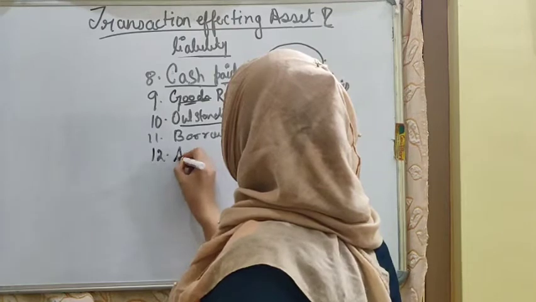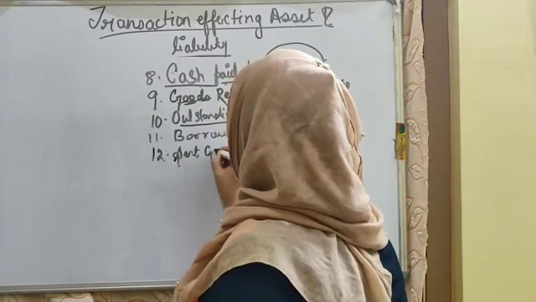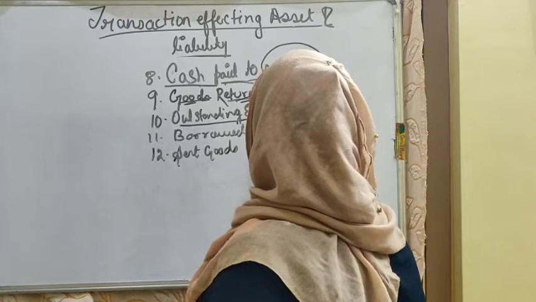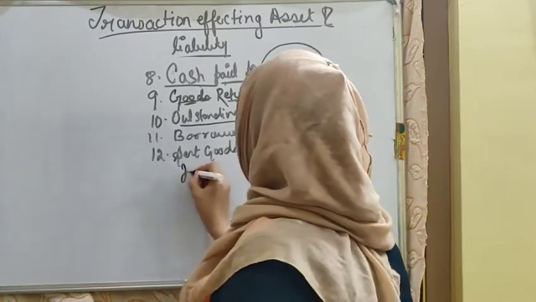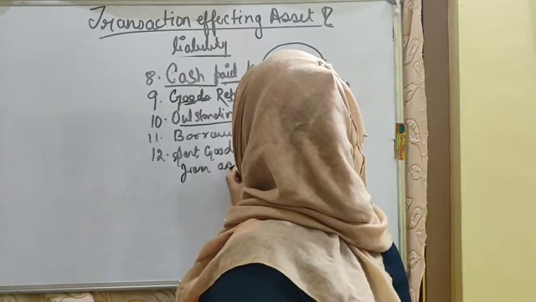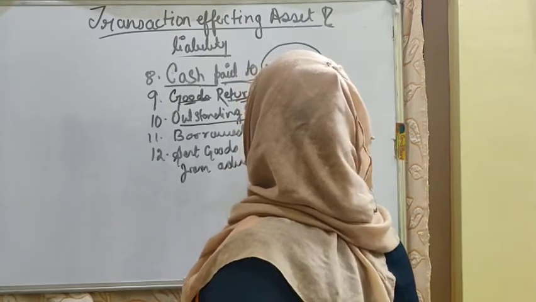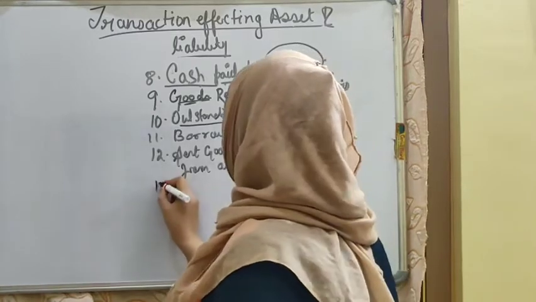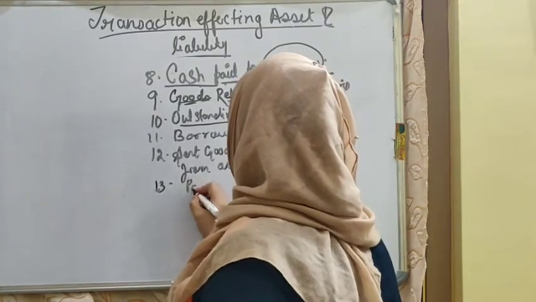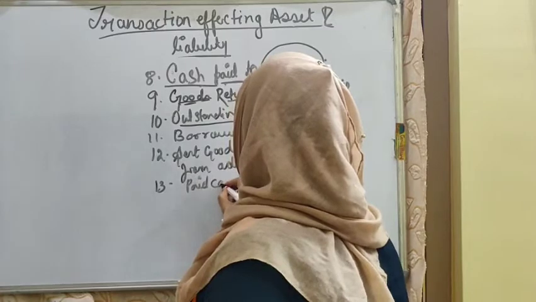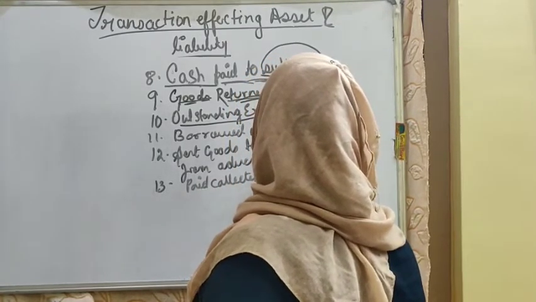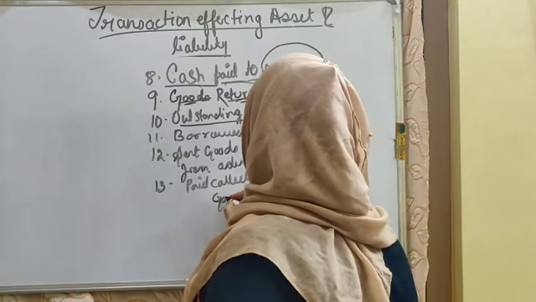The 12th one is sent goods to customer from advance received. The 13th one is paid collected taxes to government.